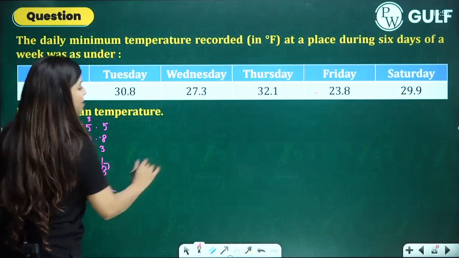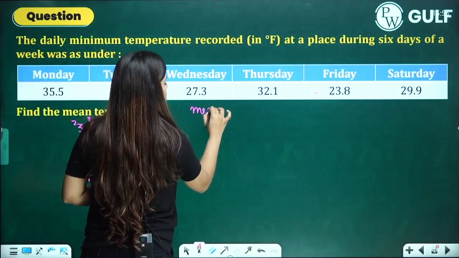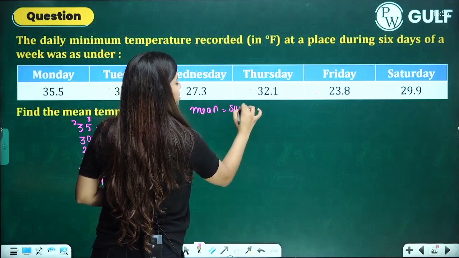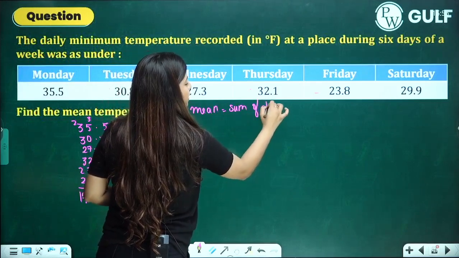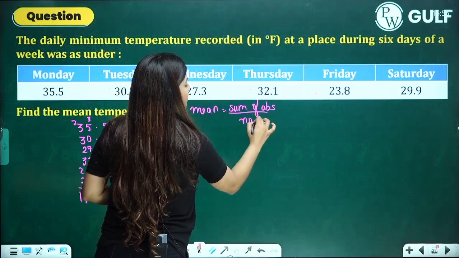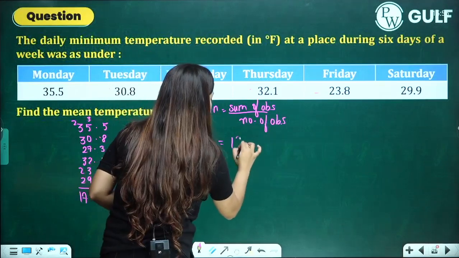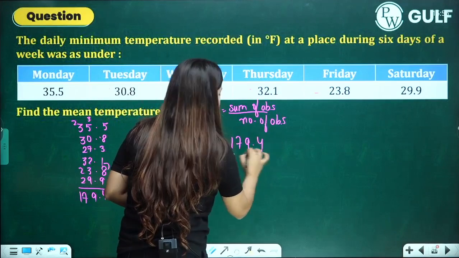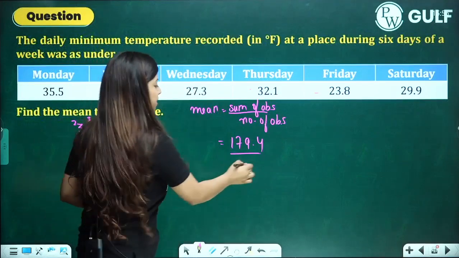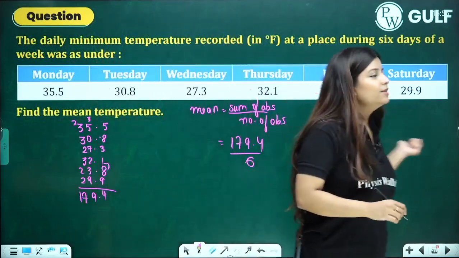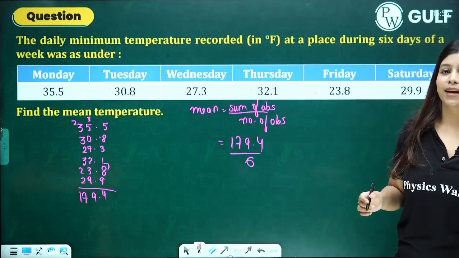So mean is equal to sum of observations divided by number of observations. So what is the sum of observations? 179.4. What is the number of observations? That is 6. Now divide this by 6, whatever decimal you get is the answer.